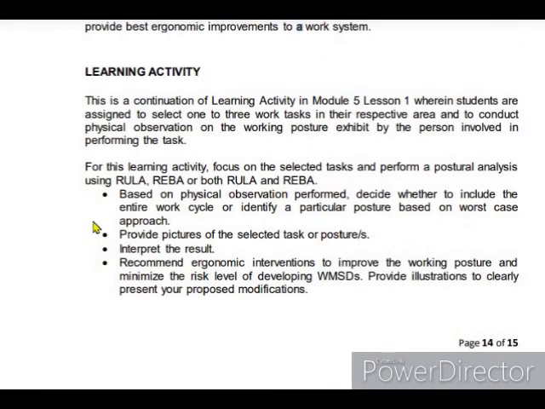So, learning activity, guys. This is a continuation of learning activity 5 in module 5 Lesson 1, wherein students are assigned to select 1 to 3 work tasks with respective area to conduct physical observation on the working posture. So, continuation lang to guys. Dito, focus on selected tasks and perform analysis using RULA, REBA, okay, or both. So, based on physical observation performed, decide whether to include entire work. So, ito guys. And provide pictures. Interpret the story, recommend ergonomic interventions. Okay?